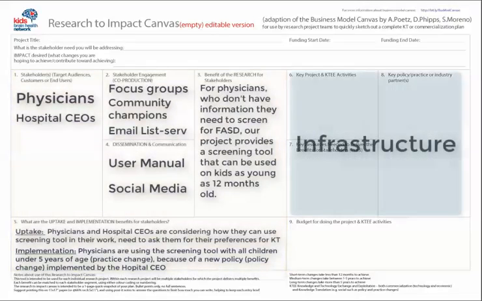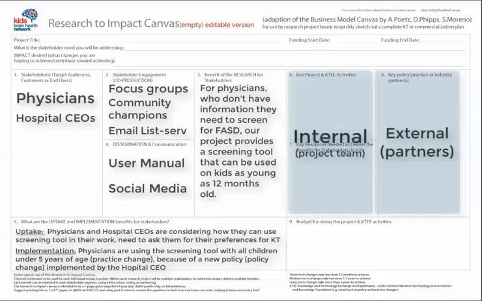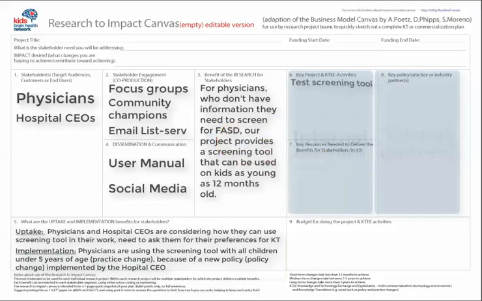These next several boxes correspond to infrastructure. So what can be done within your project team? What needs to be outsourced to your partners? So for example, maybe one of your research activities is testing the screening tool, but then you've got other KT activities like the focus groups that you want to conduct with stakeholders to learn more about their needs. And then, creating the manual also in conjunction with your stakeholders to make sure that it meets their information needs. You're also going to have to set up your social media channels for dissemination.